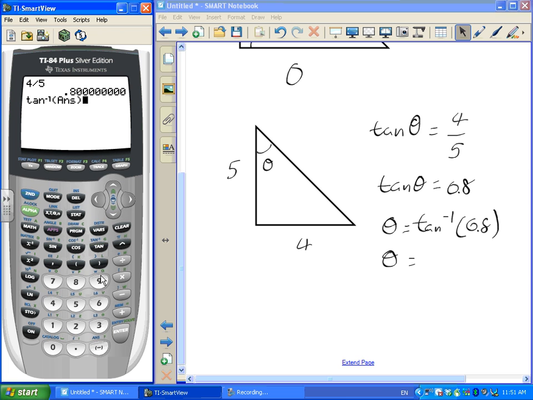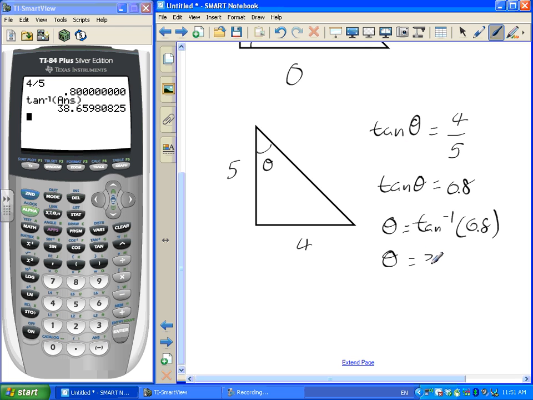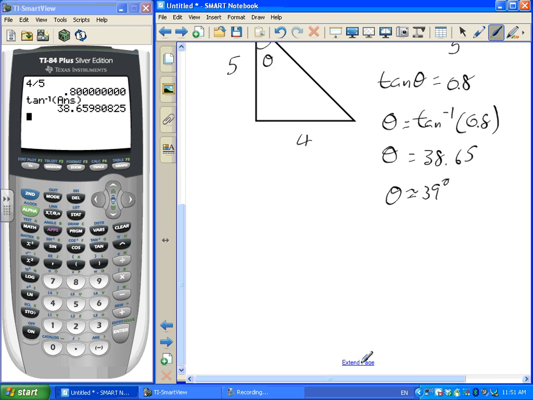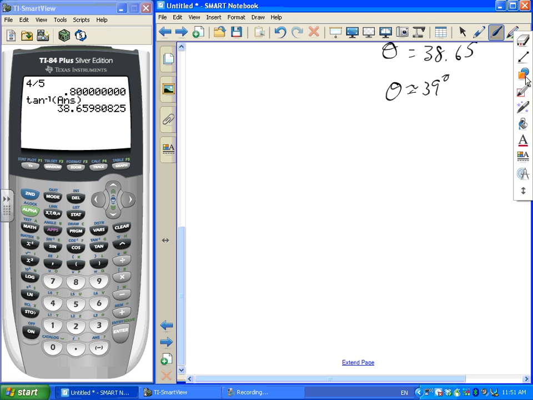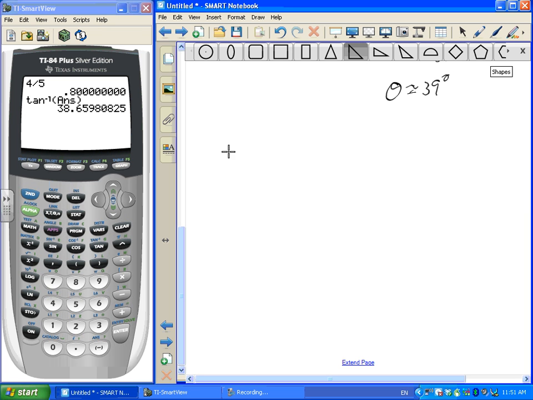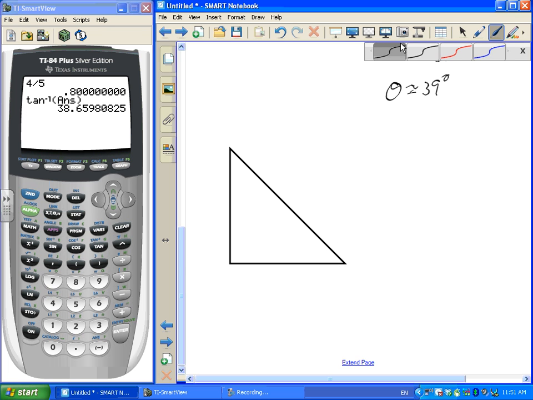Answer from before. And our angle is 38 point, let's say, 65. We're going to say that's approximately 39 degrees. Okay? Same triangle. We're going to go methodically through all this. This is 39 degrees. This is 5.